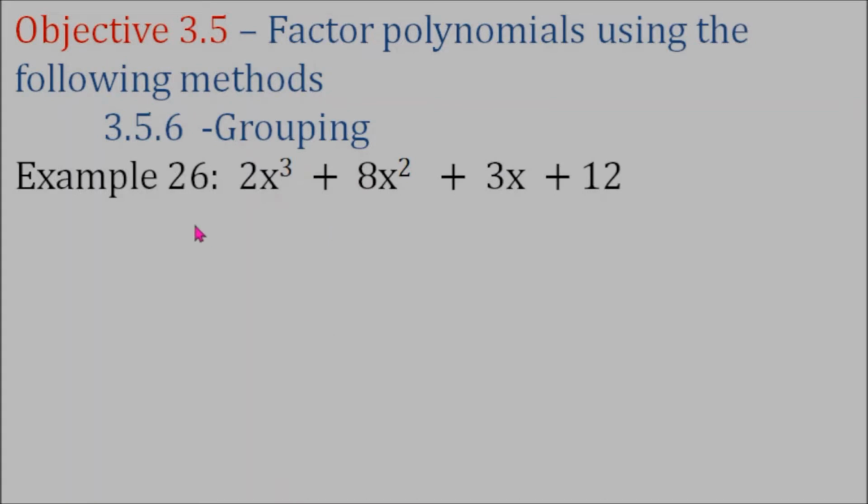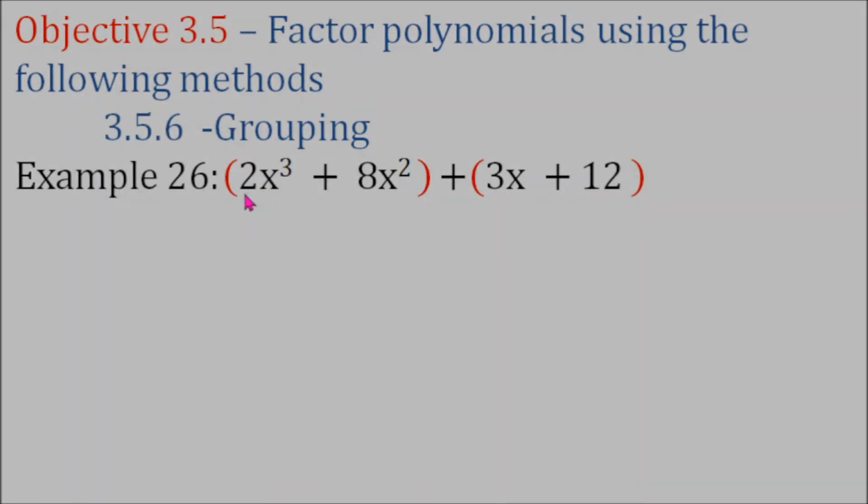So this is the sixth pattern. This is factoring by grouping. So example number 26. Factor 2x cubed plus 8x squared plus 3x plus 12. So we are going to make two groups here. So the first group contains 2x cubed plus 8x squared, and the second group contains 3x plus 12.